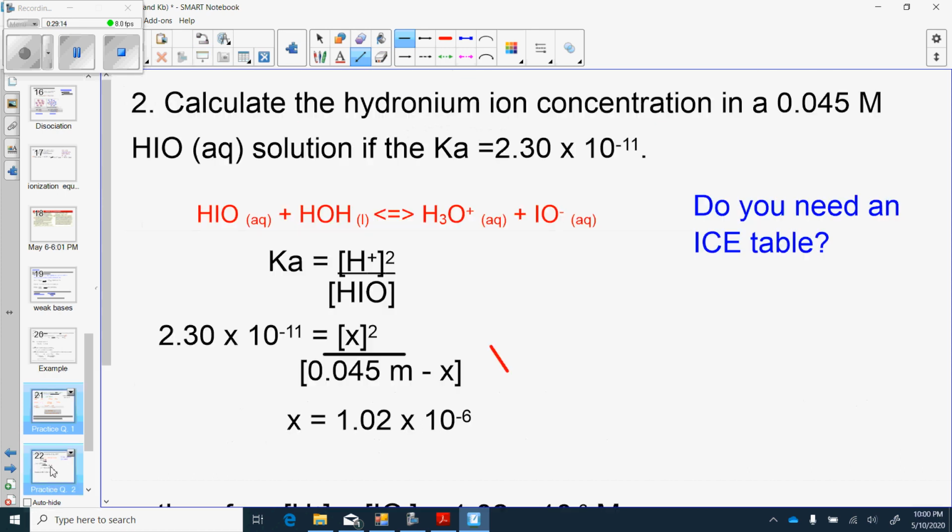All right, just going to squeeze 2 more examples in. I know I'm getting late again. I'm almost at 30 minutes, so I'll quickly do 2 more just to help you out before you start the assignment. Calculate the hydronium ion concentration.